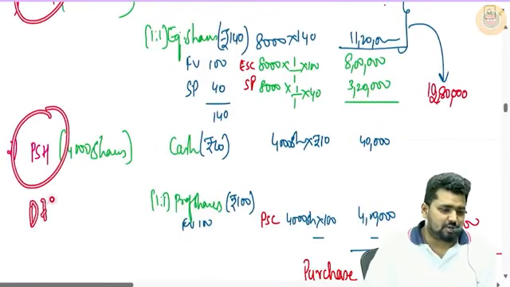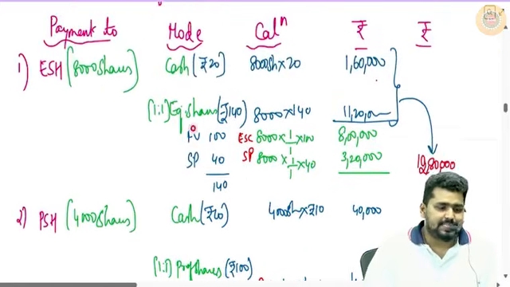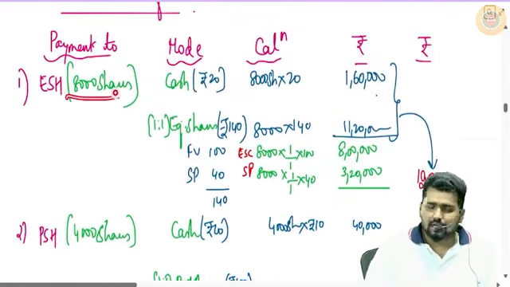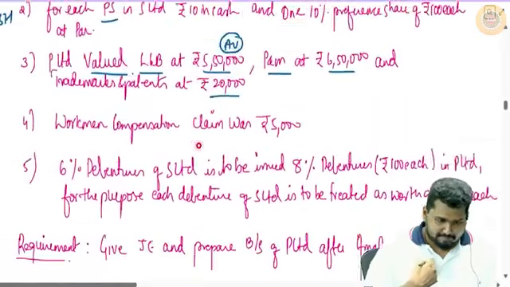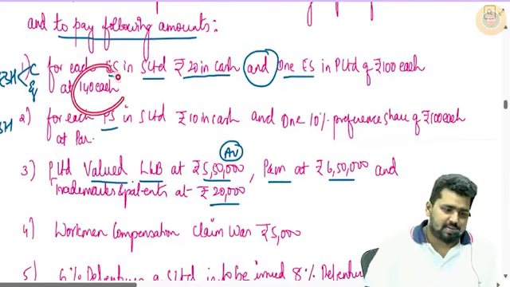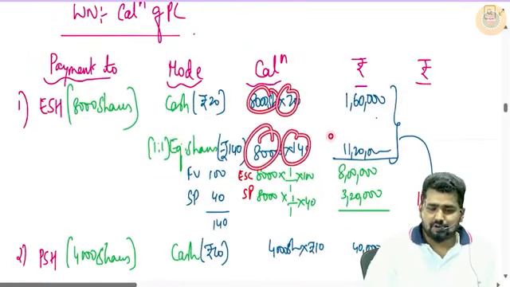What you pay to debenture holders will not form part of PC. Point number one: how many equity shareholders? 8,000. For each of them I am giving 20 cash, along with the 20, I am giving my purchasing company share, each share at what? 140. Clear? So 8,000 into 20 cash, 8,000 into 140 in equity shares.